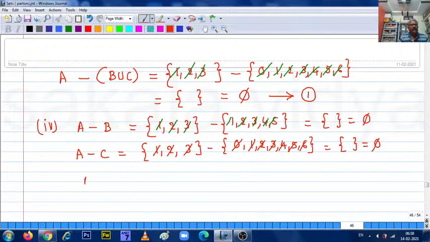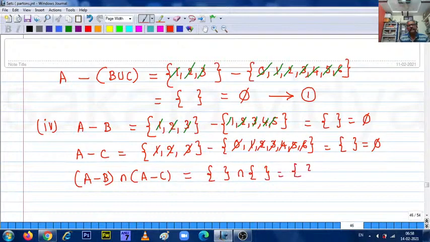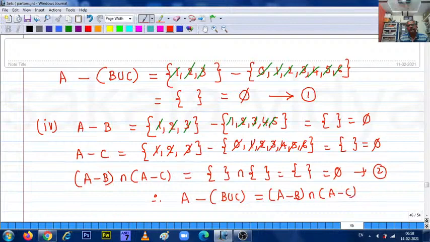But what we need to do is A minus B intersection A minus C. So phi intersection phi. Phi intersection phi is equal to phi only. You get phi. This is 2. What we observe is that A minus of B union C is equal to A minus B intersection A minus C. This can be established.